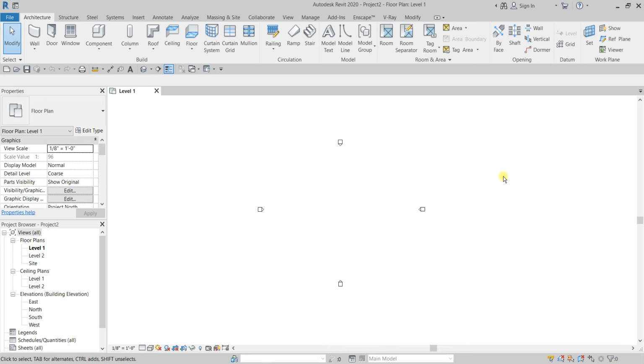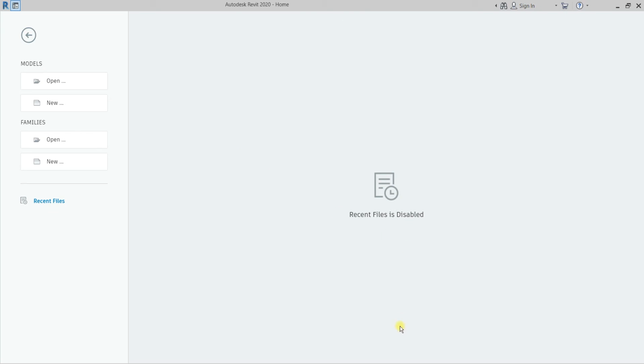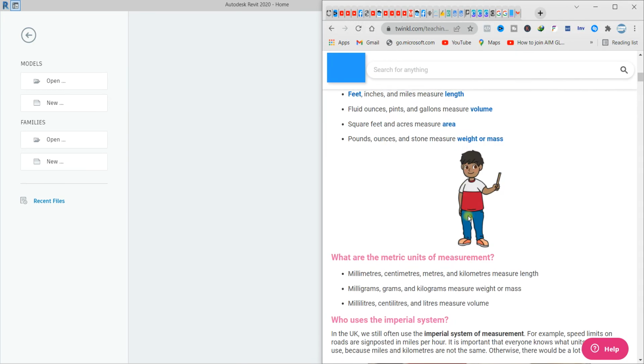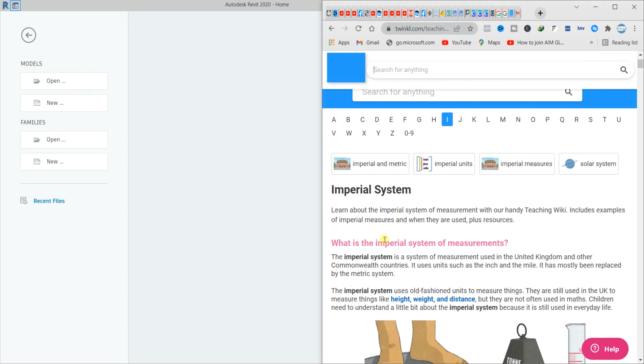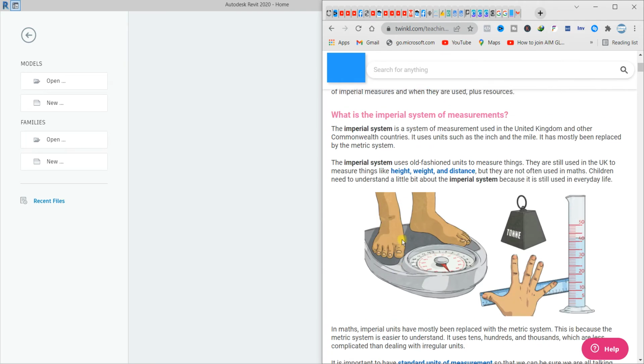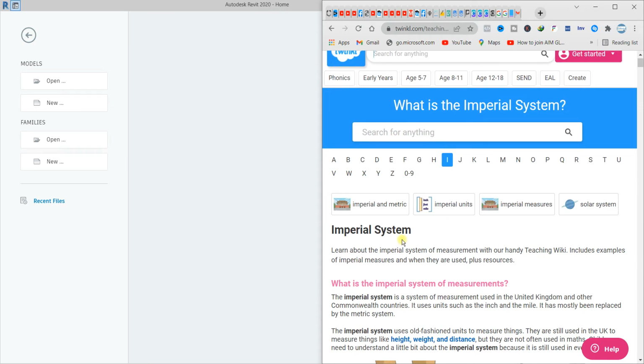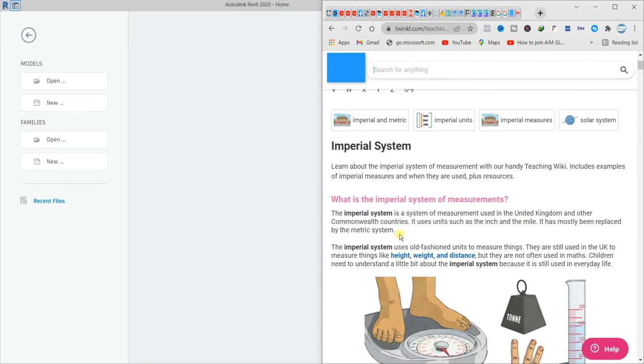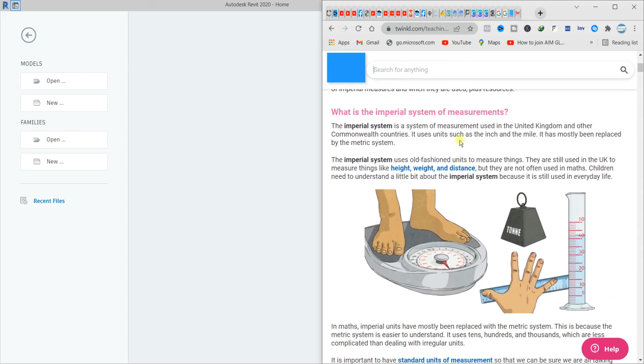From my research about units, they said we have two types of units: the imperial unit and the metric unit. Under the imperial unit, they said the imperial system is a measurement system used in the United Kingdom and other Commonwealth countries. It uses units such as inches and miles. It has mostly been replaced by the metric unit.